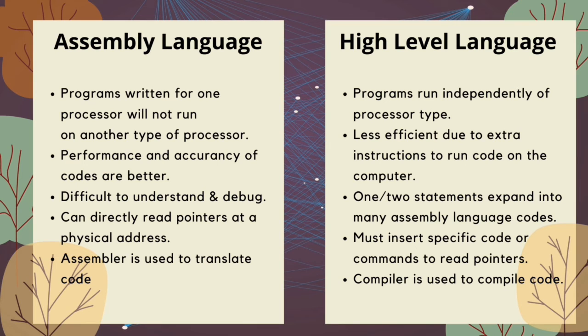Code of assembly language is more difficult to understand and debug than high-level. While in high-level language, it just needs one or two statements of high-level language to expand into many assembly language codes. In assembly language, we can directly read pointers at a physical address, which is not possible in high-level, but high-level language requires inserting specific code or commands to read pointers. Lastly, an assembler is used to translate code in assembly language, while a compiler is used to compile code in high-level. A high-level language programmer does not need to know details about hardware like registers in the processor, as compared to assembly programmers.